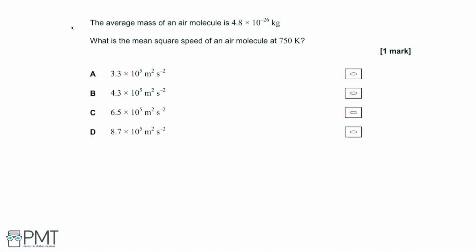This question is about mean square speed. The question says, the average mass of an air molecule is 4.8 times 10 to the minus 26 kilograms. What is the mean square speed of an air molecule at 750 Kelvin?